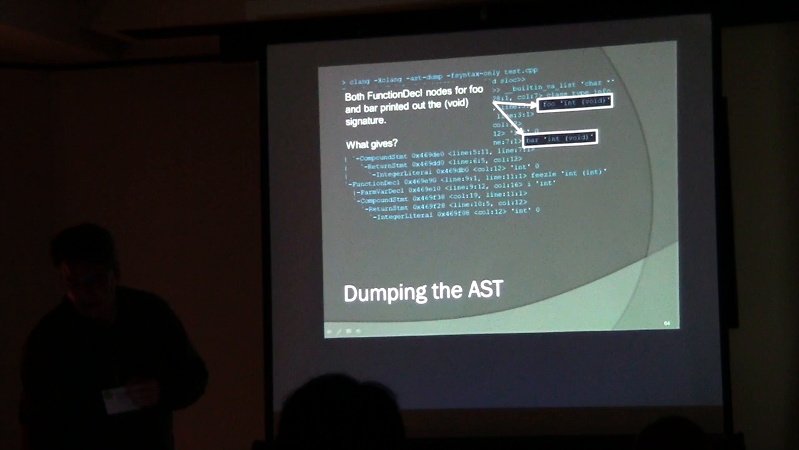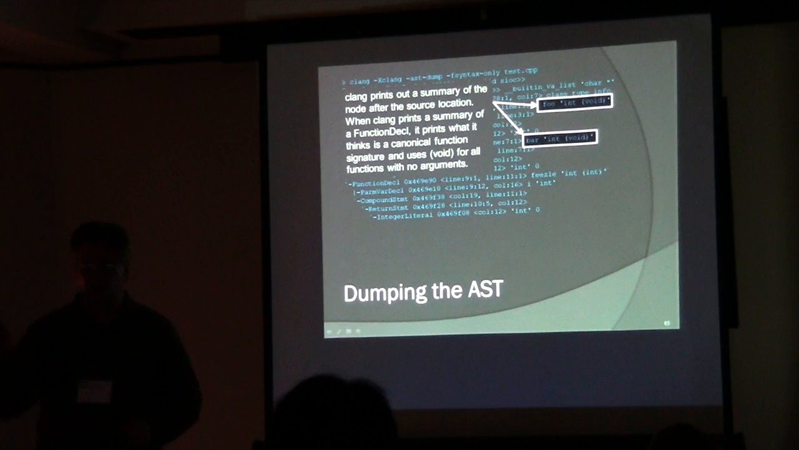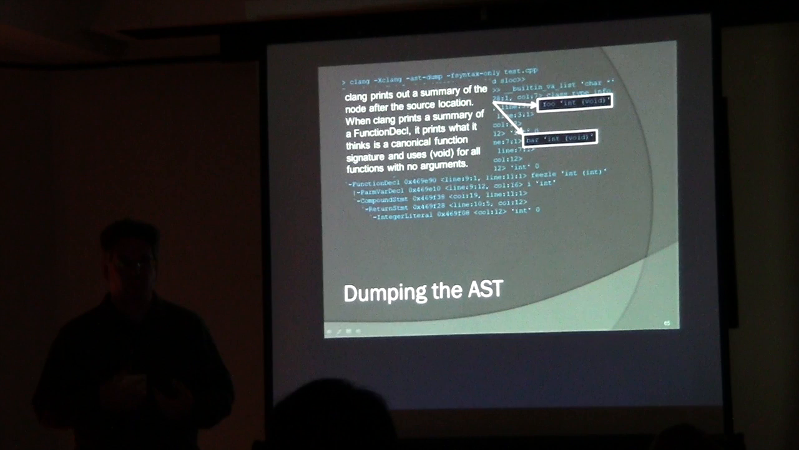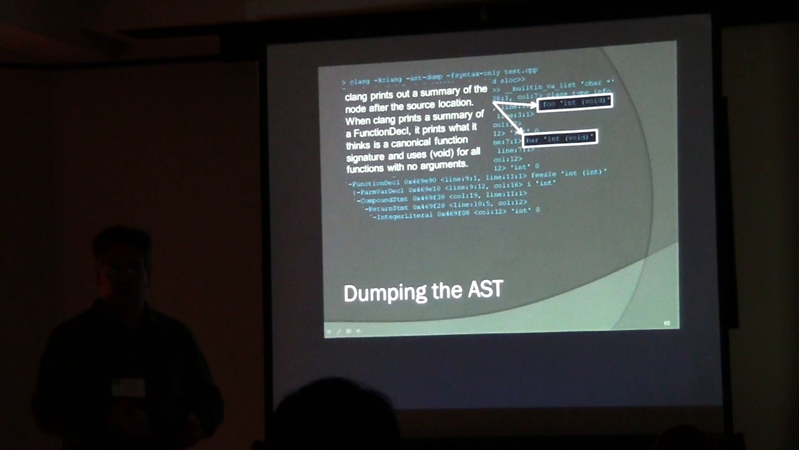So what's going on there is that when you dump out the abstract syntax tree and it shows you this little summary of each node, it is printing that in what it thinks is a canonical form, in terms of just how these abstract syntax trees print out a summary of what their contents are. So it's not literally text from your source file. It's a representation of the syntax node that was built from the text in your source file.